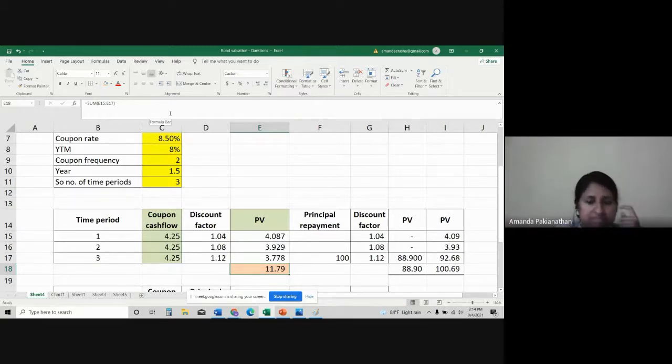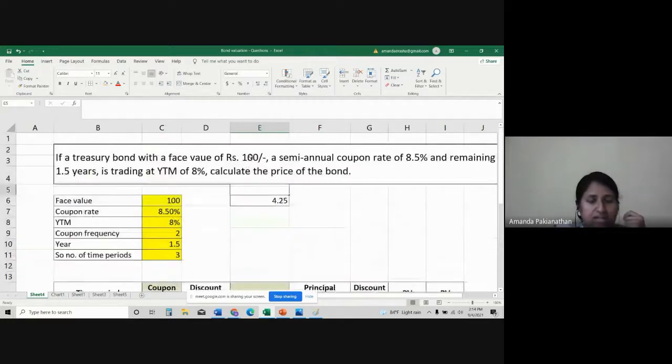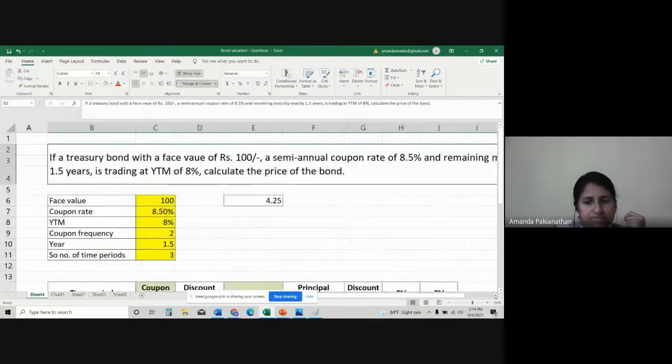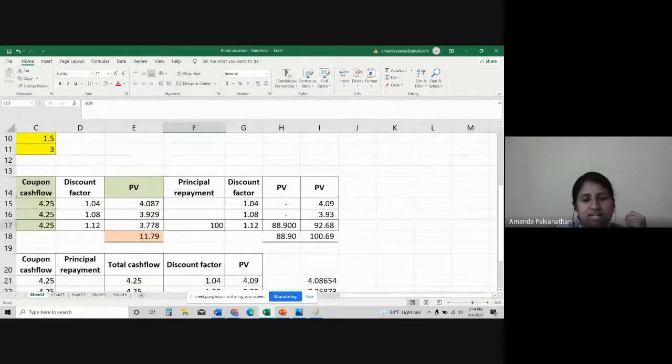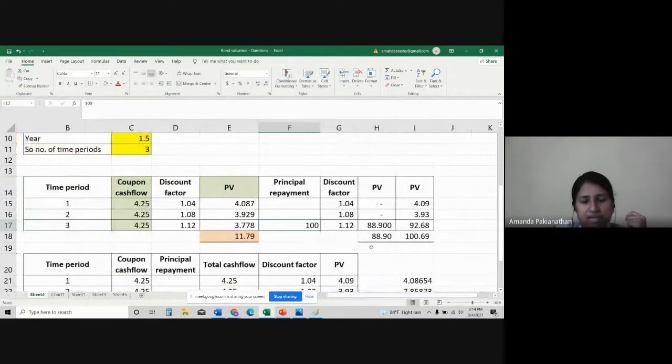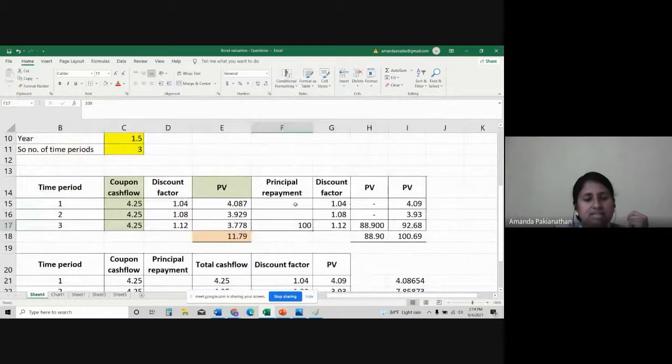What is my principal repayment? 100. Principal repayment of 100. When is it coming? Is it coming in the first 6 months? The second 6 months? No. At the very last. So in the third and the very last period, I will get my 100.